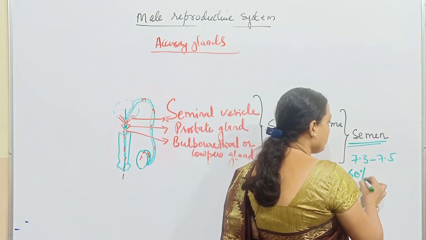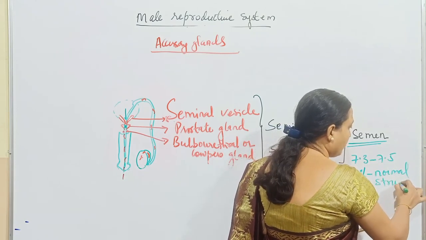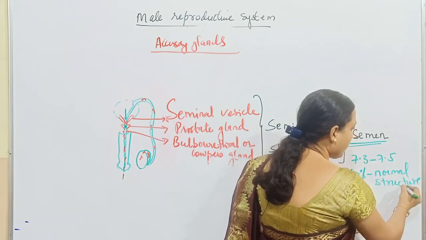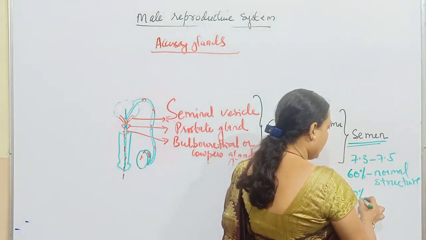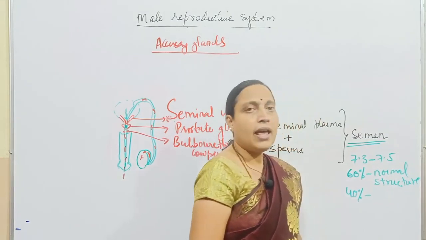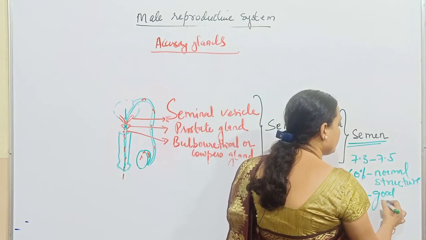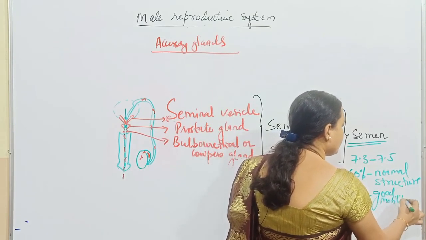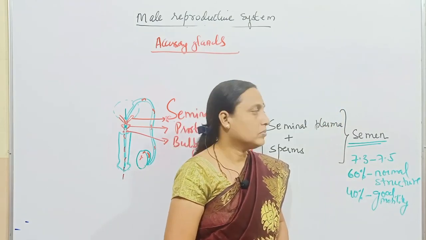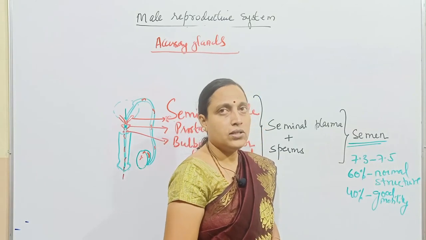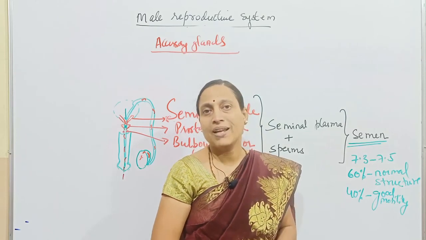60% of the sperms will have normal structure and size, or normal morphology, whereas 40% will have good motility. In an ejaculate, somewhere around 200 to 300 million sperms will be there.